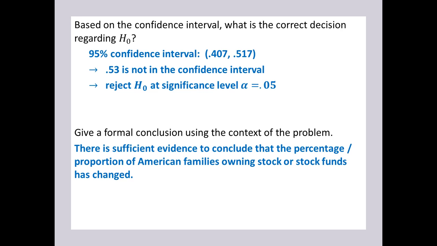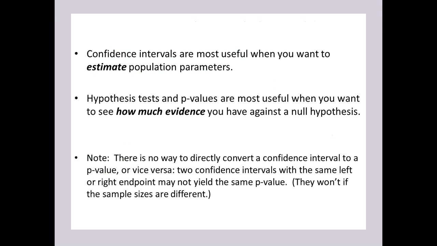So since 0.53 is not in there, it's not a plausible value for P, so we're going to reject the null at the significance level that matches up with our confidence level. Since it was 95% confidence, we're going to reject the null at significance level alpha equal to 0.05. Then the formal conclusion, there is sufficient evidence to conclude what's in the alternative. More specifically, there's sufficient evidence to conclude that the percentage or proportion of American families owning stock or stock funds has changed.